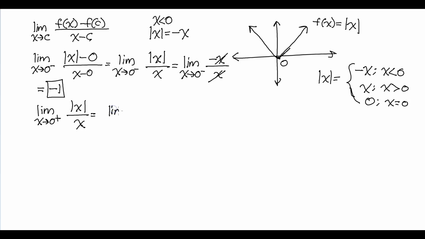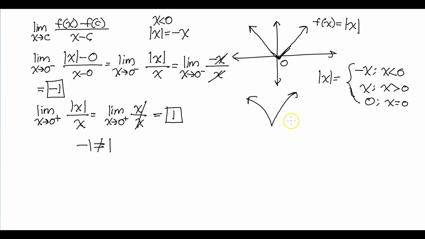So that just becomes the limit as x approaches 0 of x over x, which cancels, and we get 1. That's the limit of a constant. However, negative 1 does not equal 1, which means it's not differentiable. So for a sharp turn or a little kink like this, it's not differentiable.